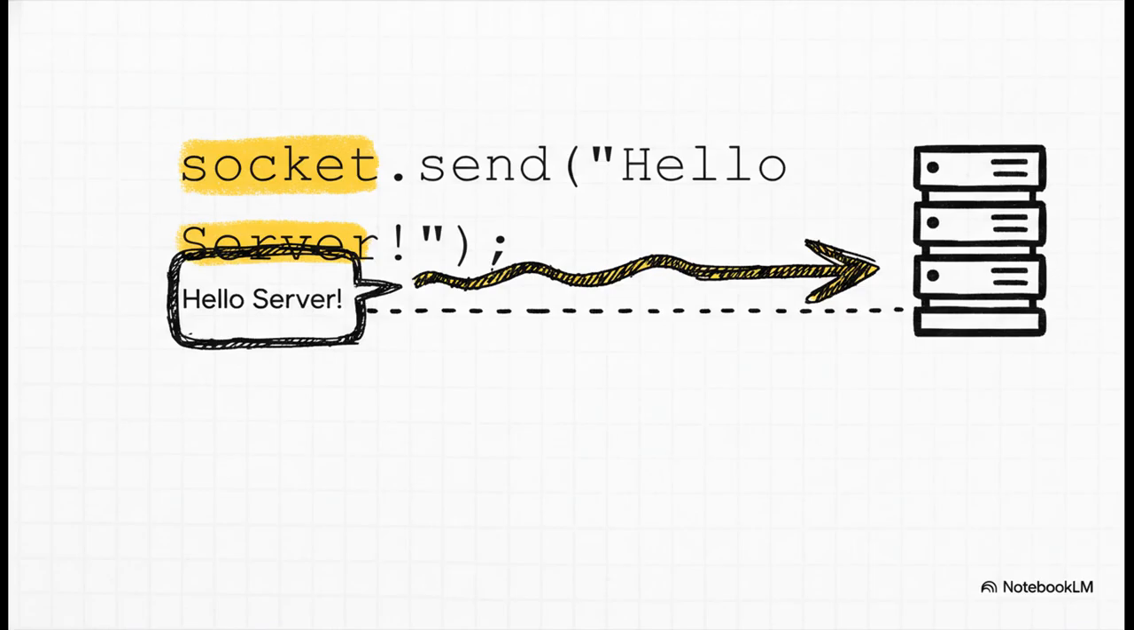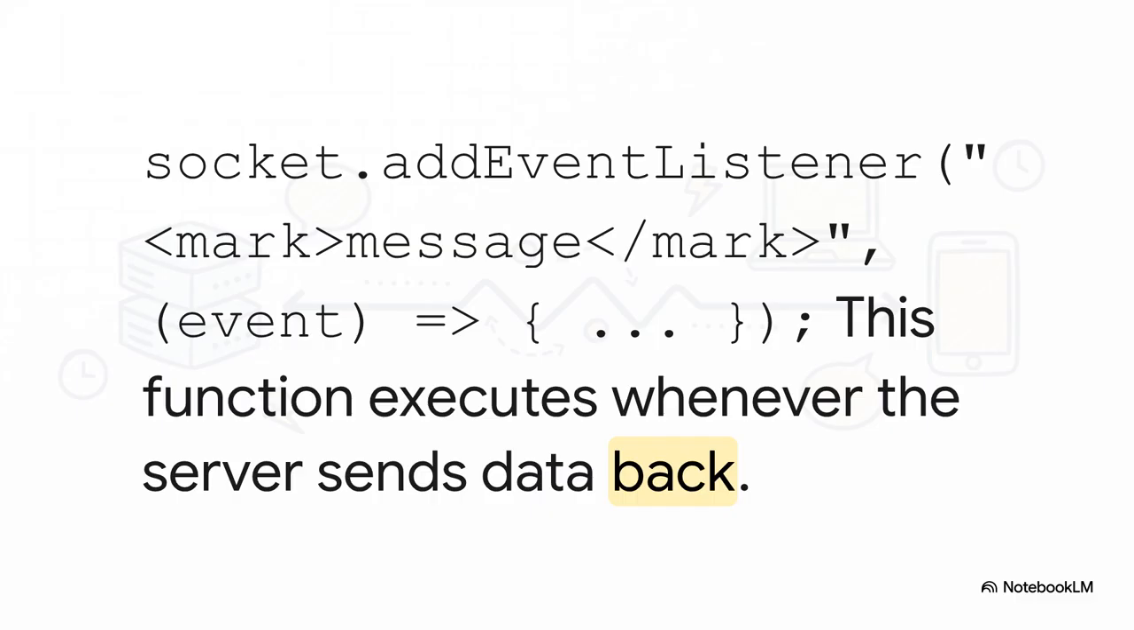And once that line is open, well, we talk. We just use the .send method to shoot our hello server message across the wire. It's really that easy. But of course, communication is a two-way street, right? So we also set up a listener for the message event. This function will run whenever the server sends something back to us, letting us process that incoming data. And just like that, we've got a full two-way conversation going.